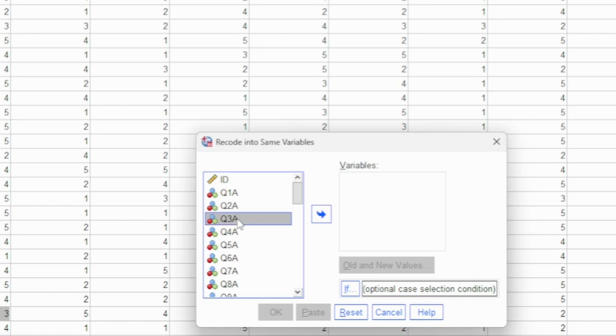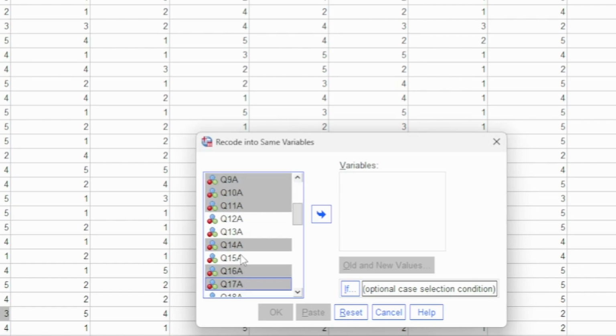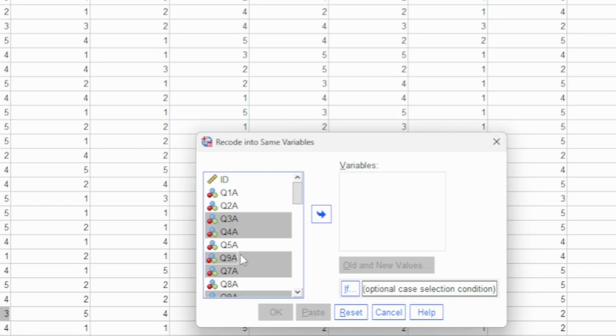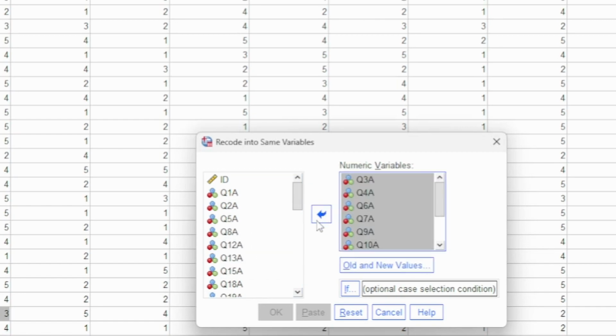So we've got question 3, 4, 6, 7, 9, 10, 11, 14, 16, and 17. So if you want to select all of them, you just hold down Control while you click, and then you can just drag them all over to the numeric variables, and otherwise just do them one by one.